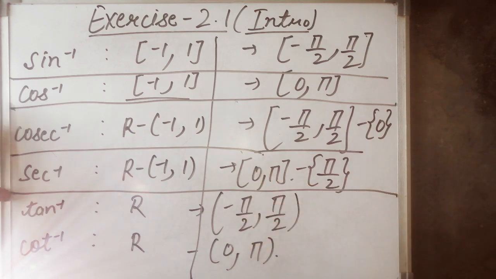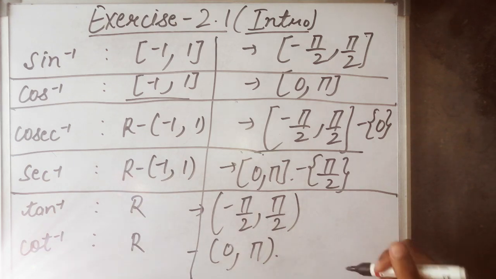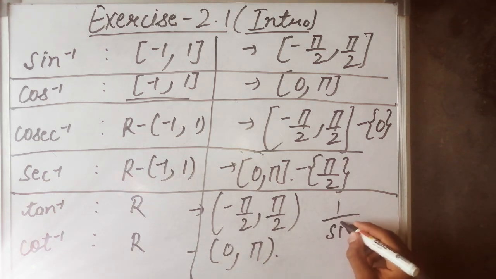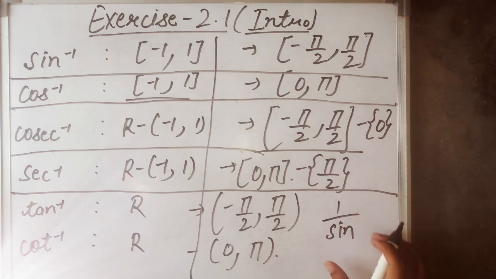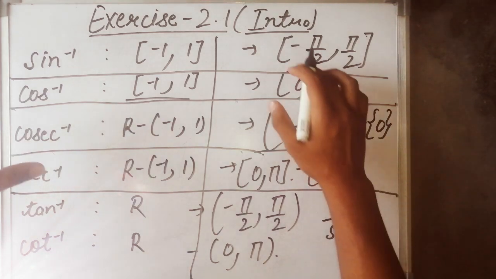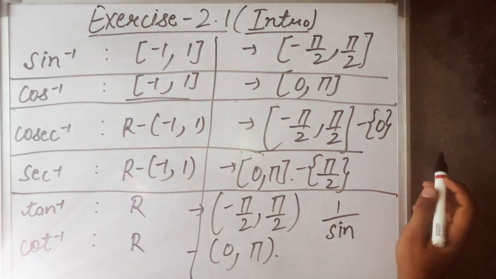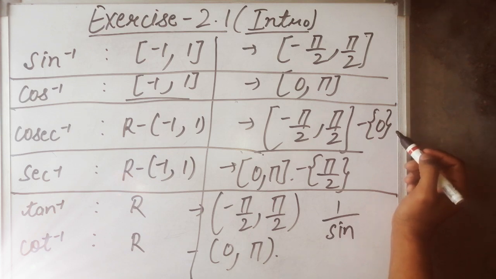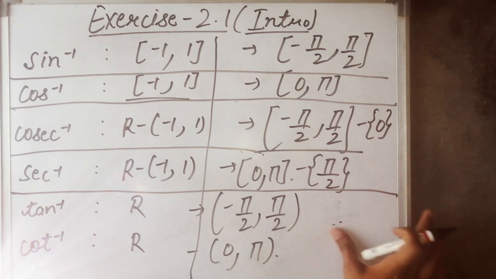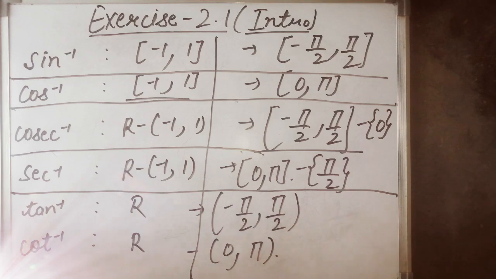So let's say we need to memorize cosecant inverse and secant inverse ranges. Okay, a simple method to memorize this: the opposite of sine inverse is cosecant inverse, because 1 by sine equals cosecant. You may be familiar with this. That's why the range is -pi/2 to pi/2 in square brackets, and apart from that we have subtracted 0 from this. Okay, this was the trick to memorize cosecant inverse.